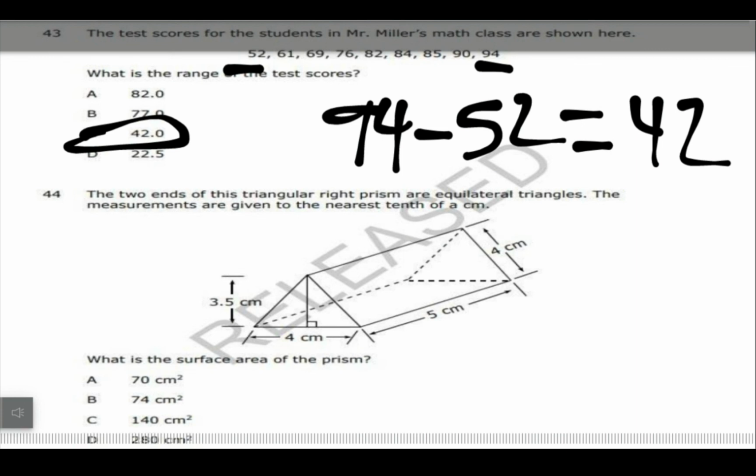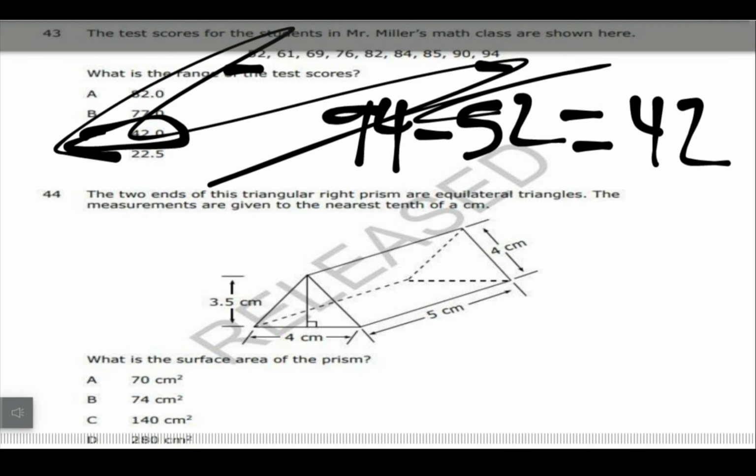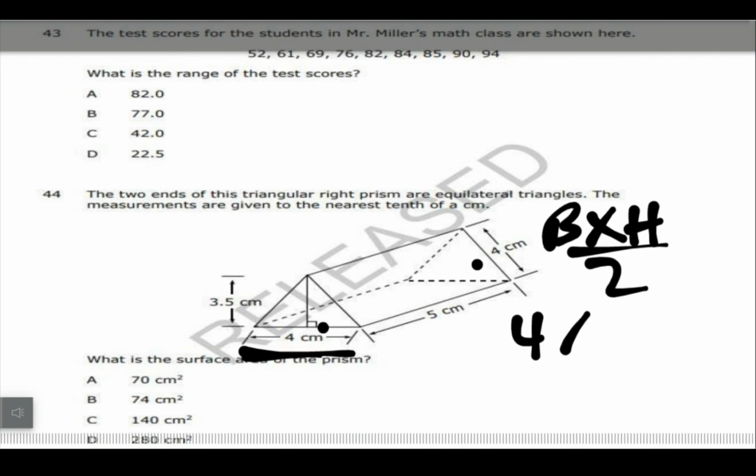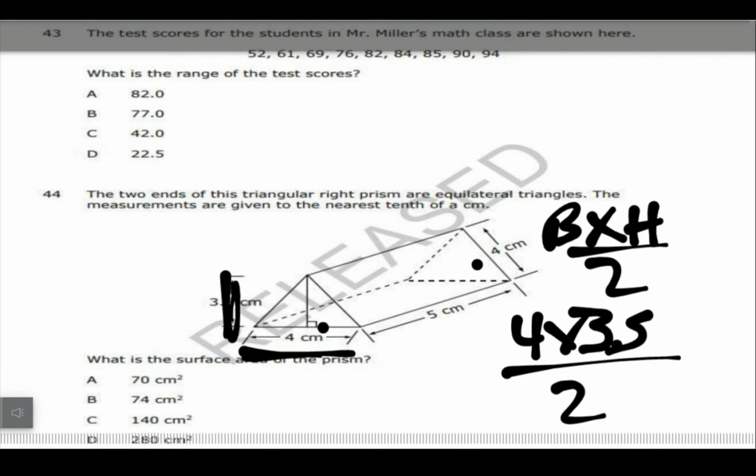All right, for number 44, that's a surface area question. So remember, for surface area, I want to find the area of each individual shape. So the two triangles, this is a triangular prism. So I have a triangle here and a triangle here. Those two will be the same. All right, and remember, for a triangle, we do base times height divided by 2. So the base is here, and for the height, usually they draw that up and down, so that's 3.5. And then I want to divide it by 2. So 4 times 3.5 divided by 2 should give me 7.